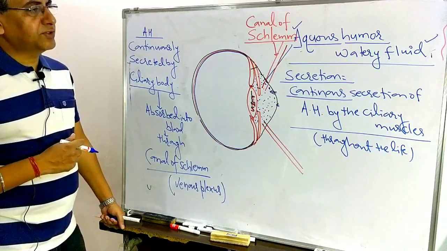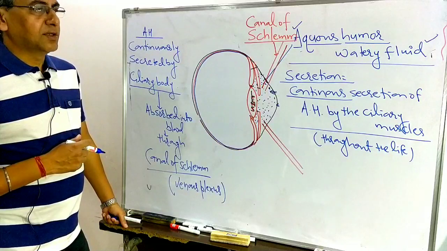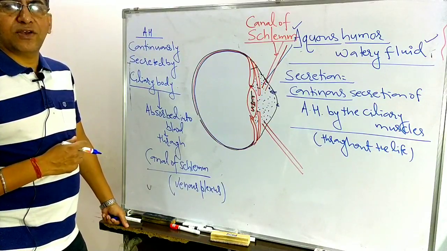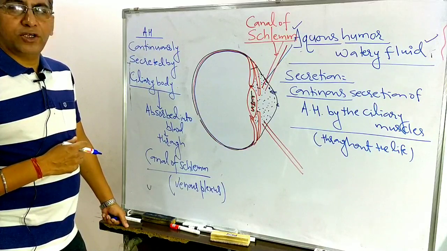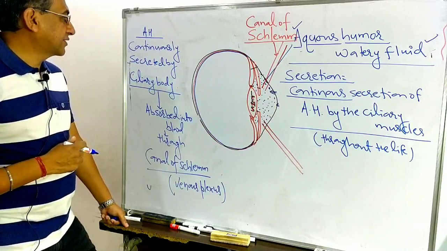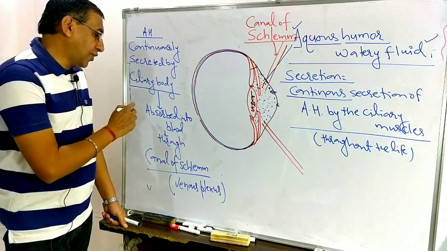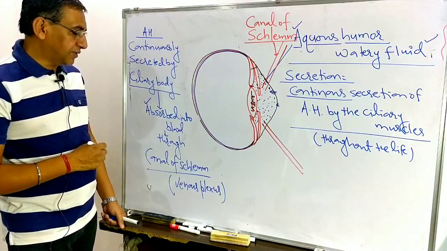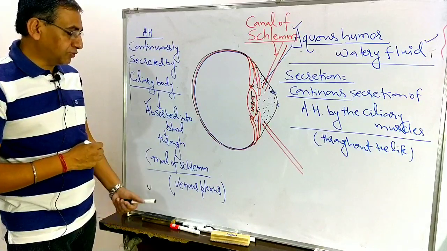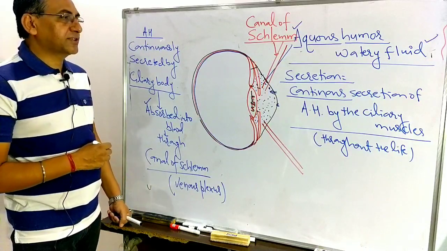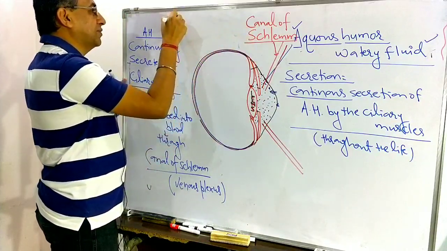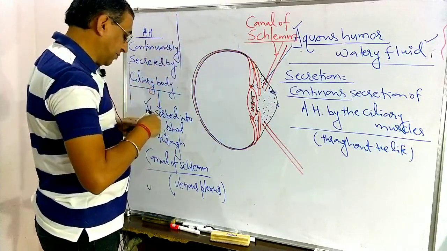So there is continuous secretion of aqueous humor by the ciliary body throughout life, and there is continuous absorption of aqueous humor through the canal of Schlemm. The canal of Schlemm carries this aqueous humor to the venous blood, because it is a venous plexus.